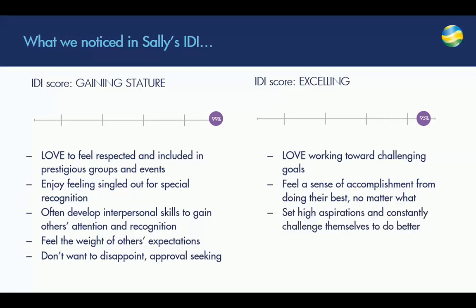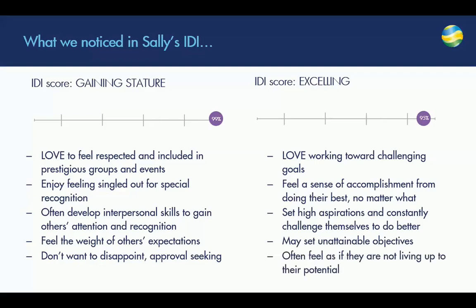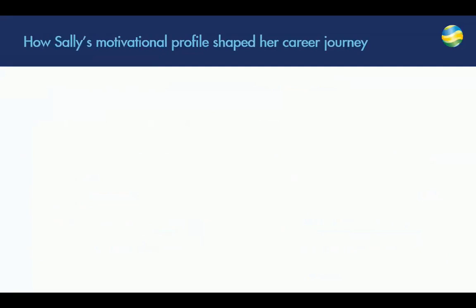Also, they set really high aspirations and constantly challenge themselves to do better, but sometimes their aspirations are too high. They're unattainable. They're not realistic. And they often feel as if they're not living up to their potential. So how did these two scores in particular contribute to Sally's career journey?